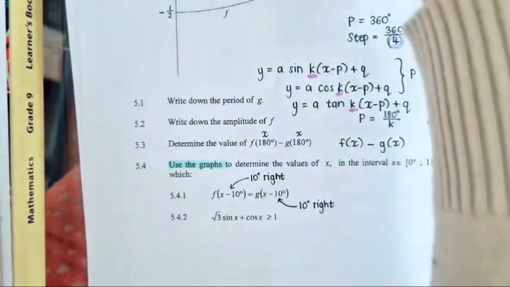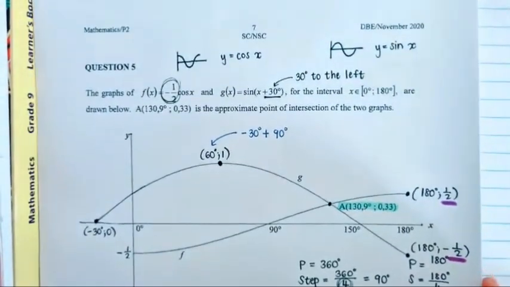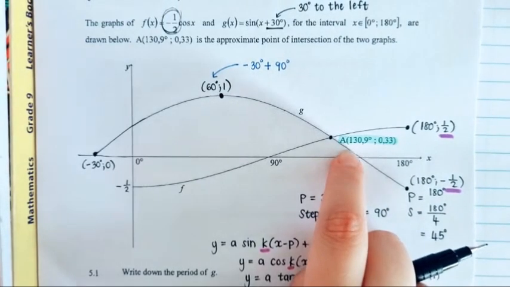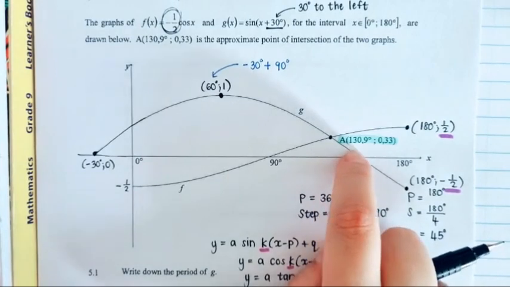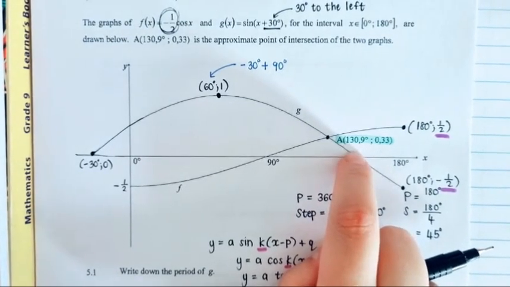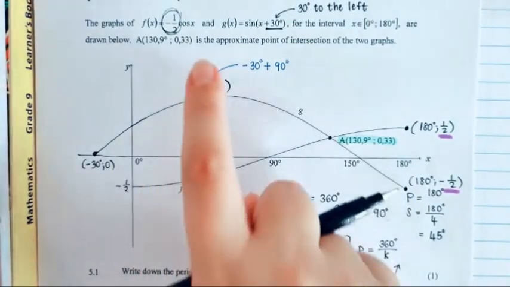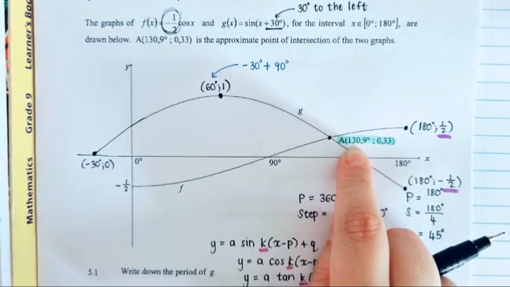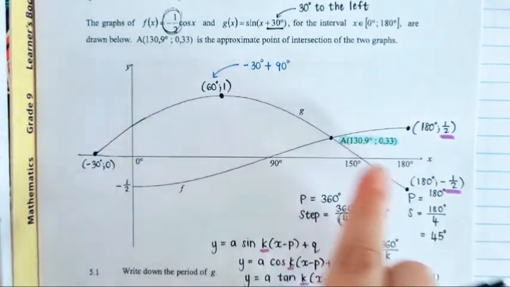Now, what I want you to just look at, remember I told you in the beginning, they're not going to give us the point of intersection if we're not going to use it. Okay, so they've given us the point of intersection here. They've given us the point of intersection of f of x and g of x, and that is at 130,9. Okay, 130,9 is the point of intersection of f of x and g of x.